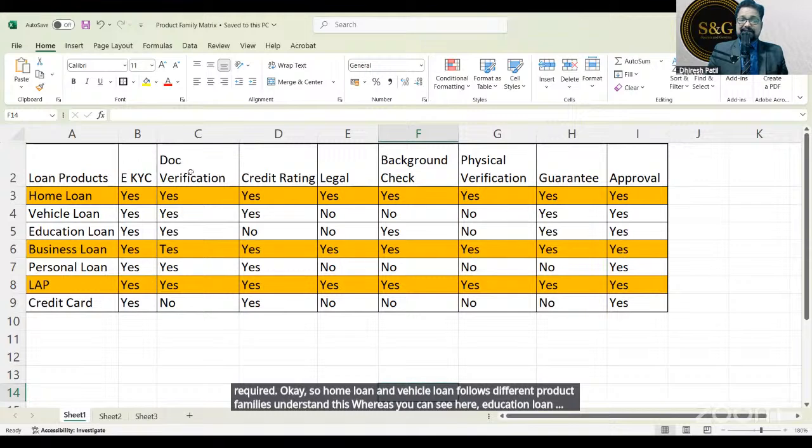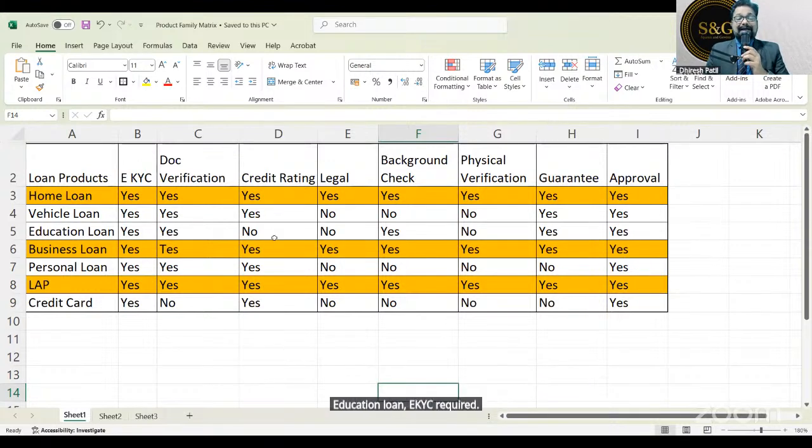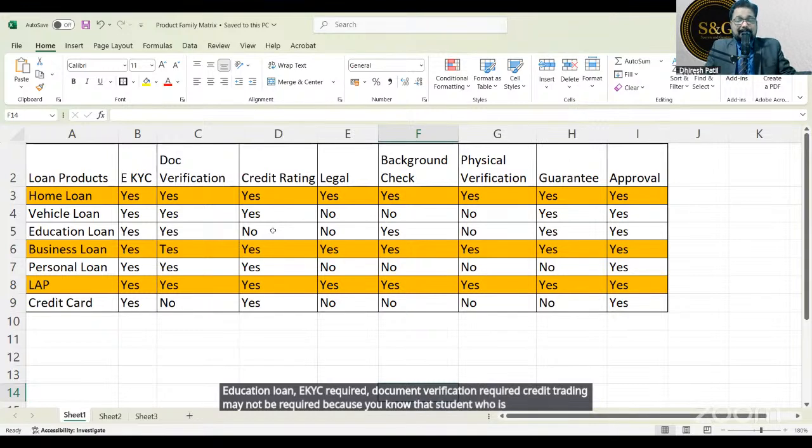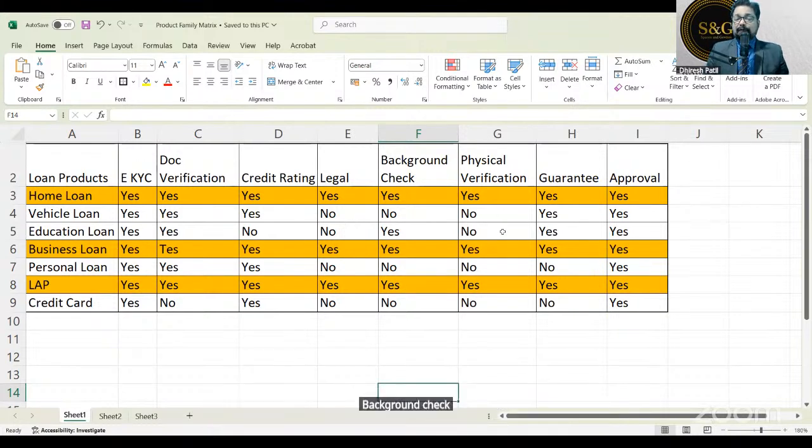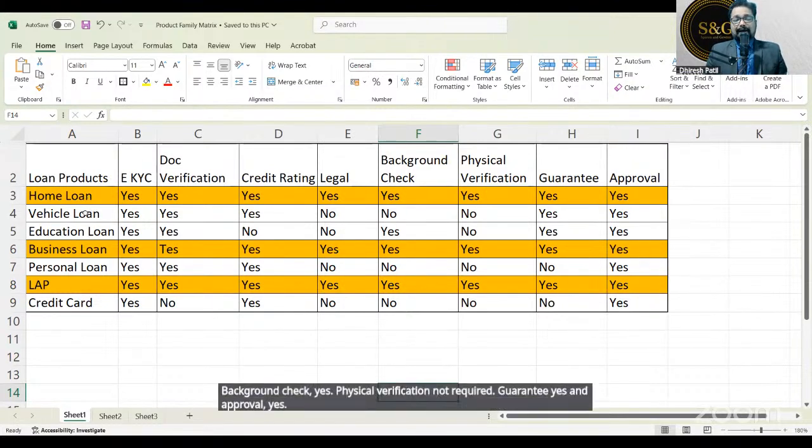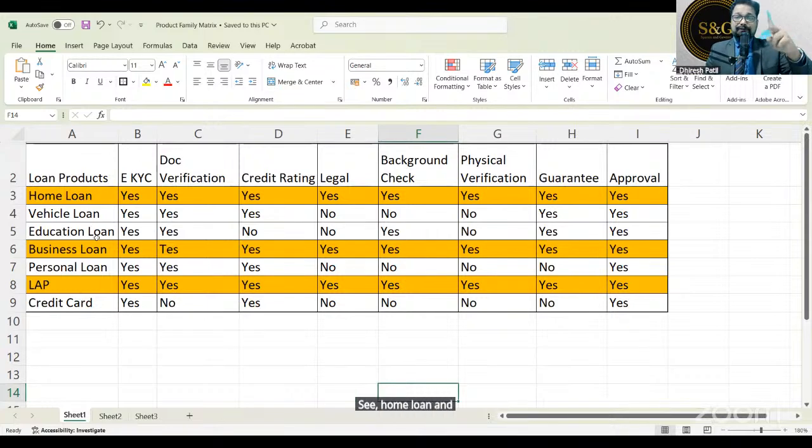Education loan, eKYC required, document verification required. Credit rating may not be required because the student taking the education loan may not have a credit history. Then legal is not there. Background check, yes. Physical verification not required. Guarantee, yes, and approval, yes. So see, home loan, vehicle loan, and education loan follow different paths.